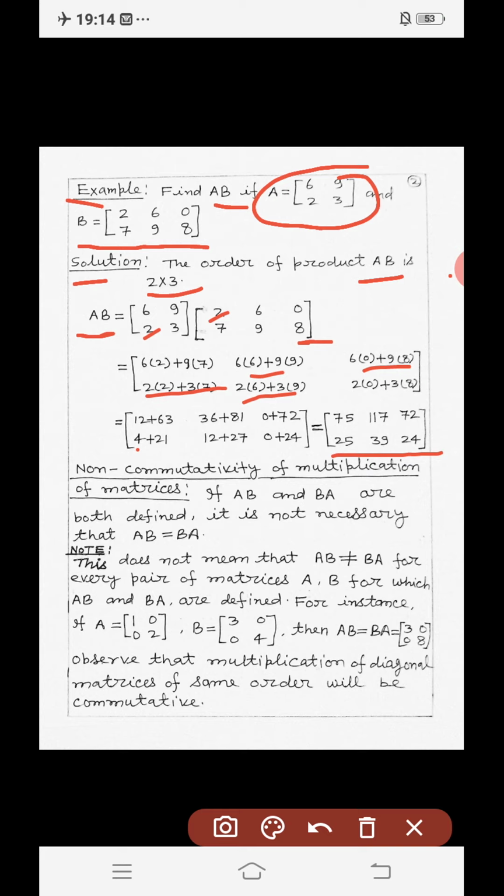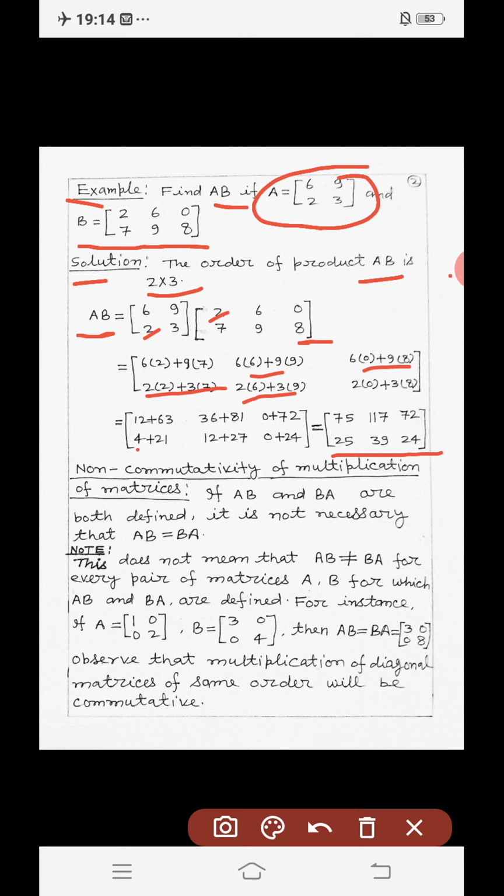Dear students, for the above matrices, the product BA is not defined because the number of columns, that is 3, of matrix B is not equal to the number of rows, that is 2, of matrix A.